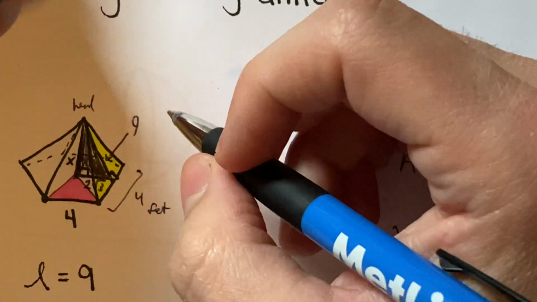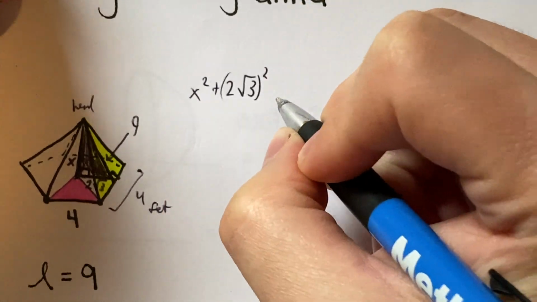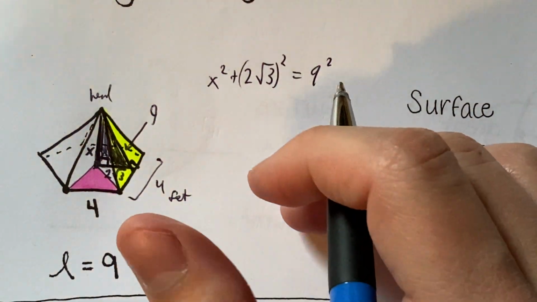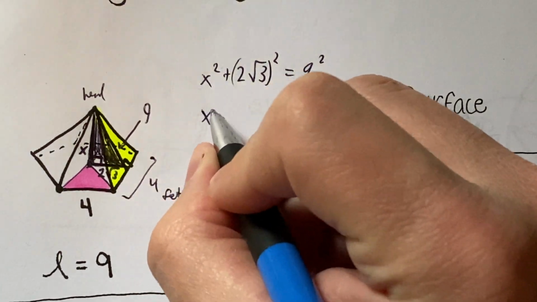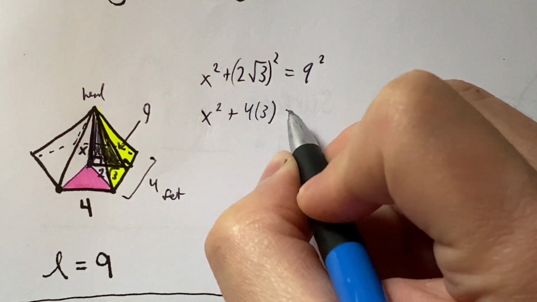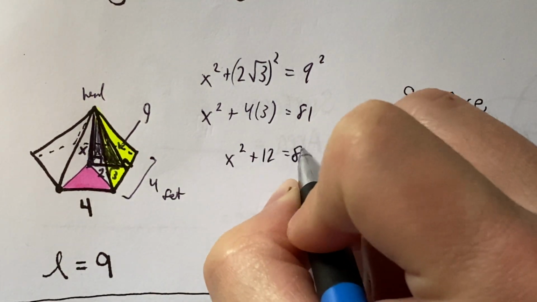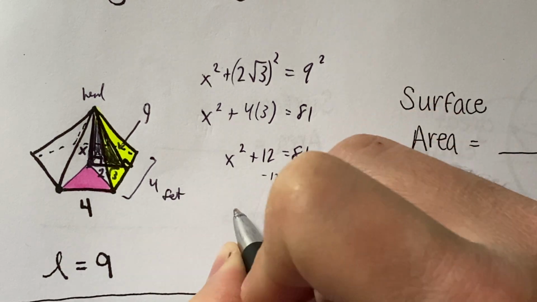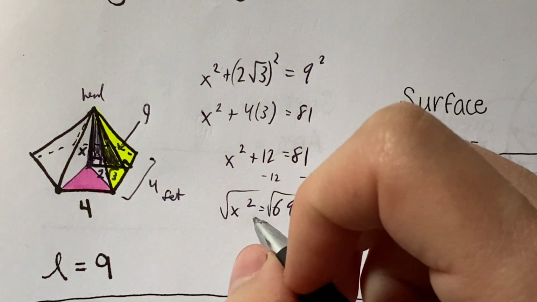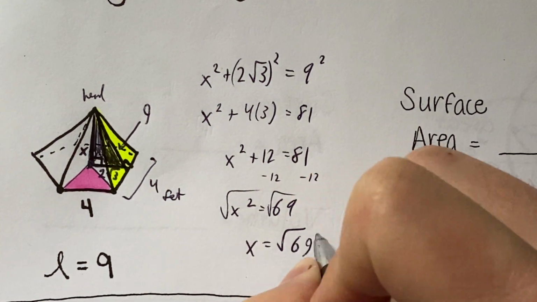So what we have to do is Pythag: x squared plus leg squared equals 9 squared. Okay, this is x squared. 2 squared is 4. Square root of 3 squared is 3. So that's really 4 times 3. And this is 81. So x squared plus 12 equals 81. X squared equals 69. We could just leave it as the square root of 69.